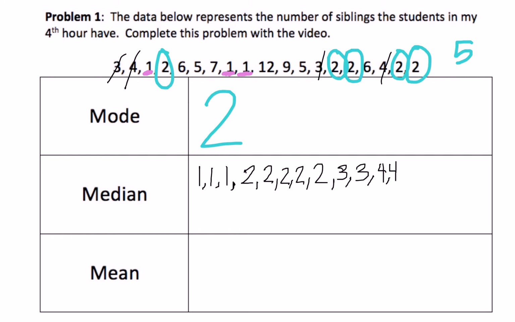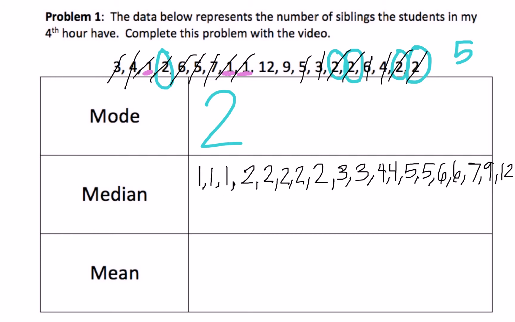Do I have any 5s? 1, 2. 2 5s. Any 6s? 1, 2. Any 7s? 1 7. I'm going to cross out the 1s because I keep thinking that I haven't used them. I used the 2s. And then I have a 9 and a 12.